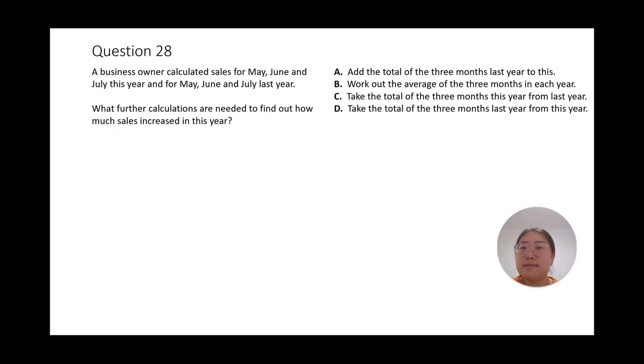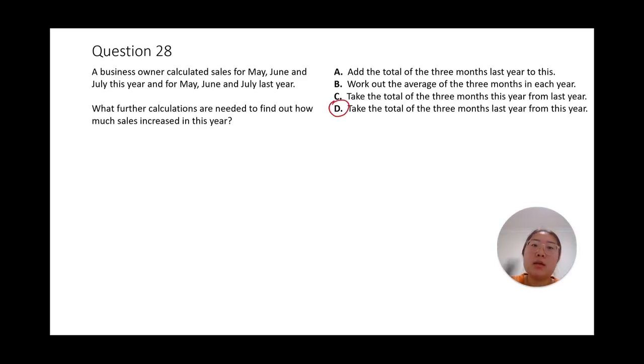Right, 28. We have a business owner that calculates the sales for May, June, July this year and for May, June, July last year. What else do we need to calculate to figure out how much sales increased in the year? The answer for this one, let's check that I got it correct, is D.